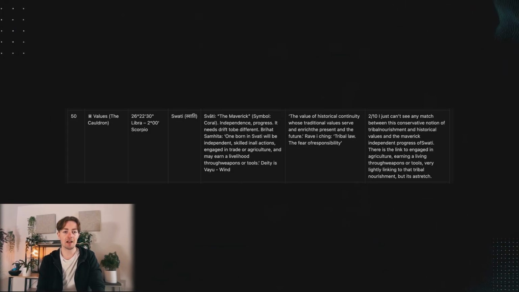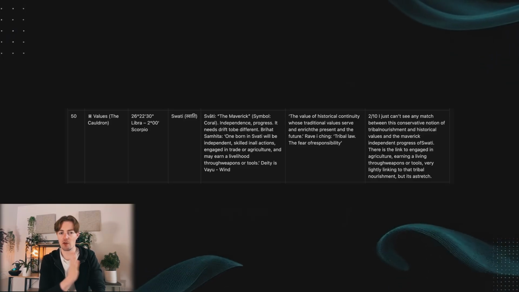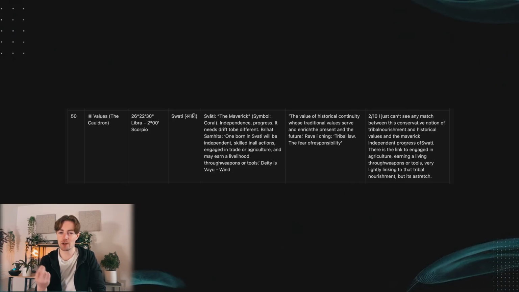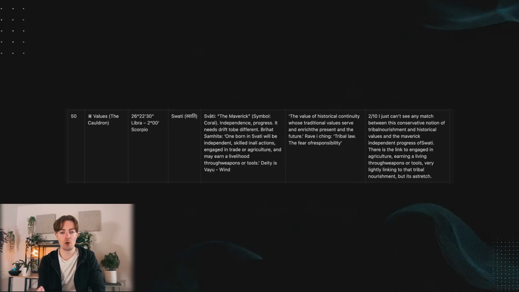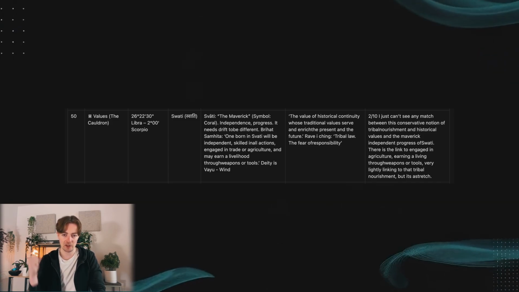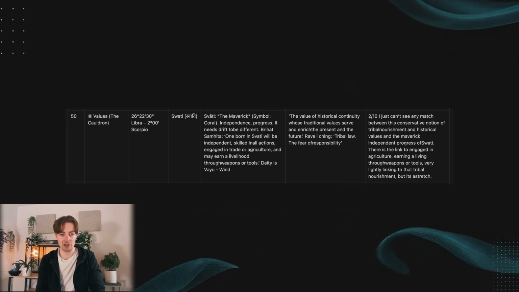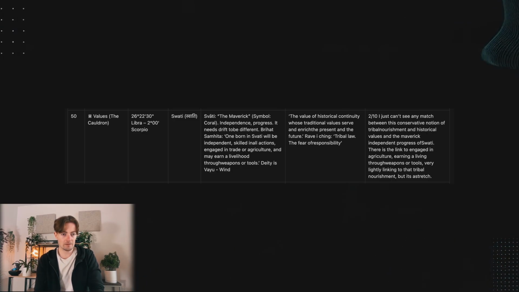Gate 50, values, the Cauldron. This is in Swati Nakshatra, around 26 of Libra to 2 Scorpio. Swati Nakshatra is the maverick, independence, progress. One born in Swati will be independent, skilled in all actions, engaged in trade or agriculture, may earn a livelihood through weapons or tools. And the deity is Vayu, which literally means wind.